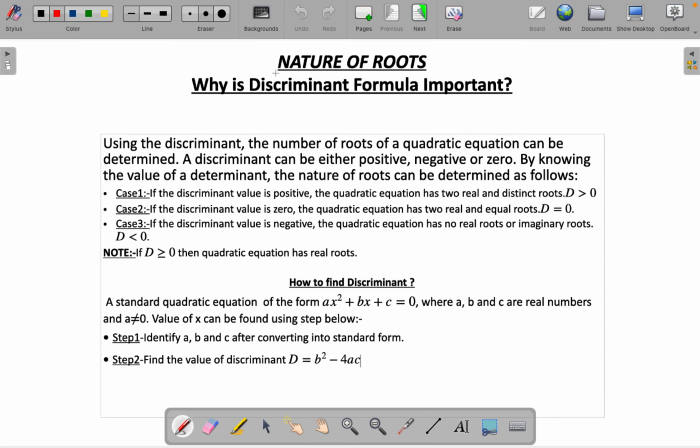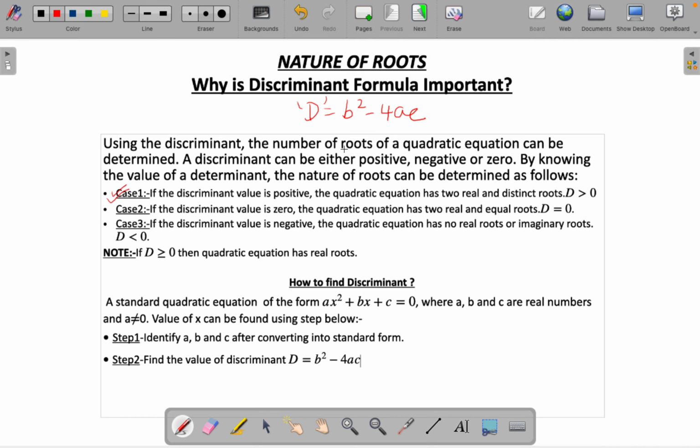Today we will learn about the nature of the roots. Why is the discriminant formula so important? In the previous video, children, we already learned that D is equal to b square minus 4ac, known as the discriminant. So why is this so important? Using the discriminant, we come to know about the nature of the roots, like how many zeros there are. Are they real? Are they imaginary? Or are there no zeros at all? Are the zeros equal? Are the zeros unequal? So how will you come to know?